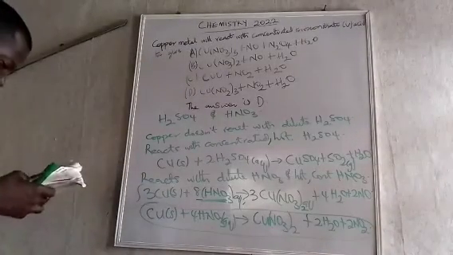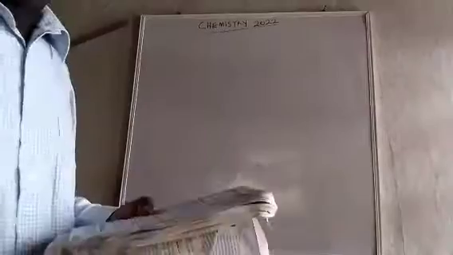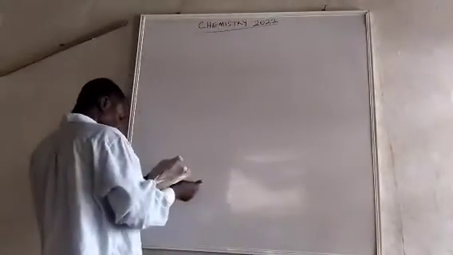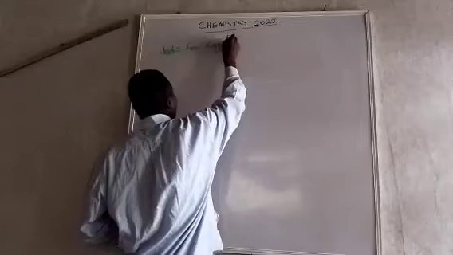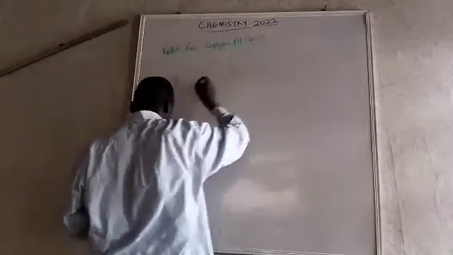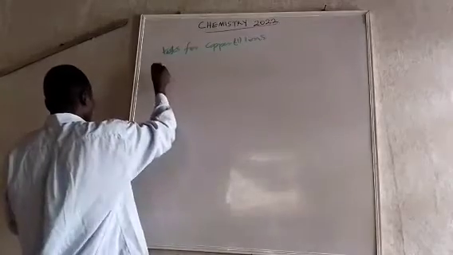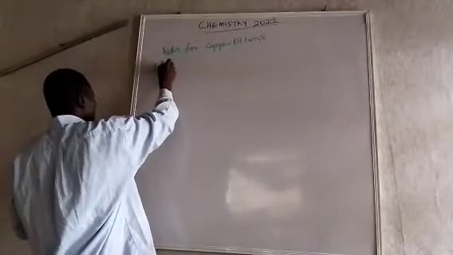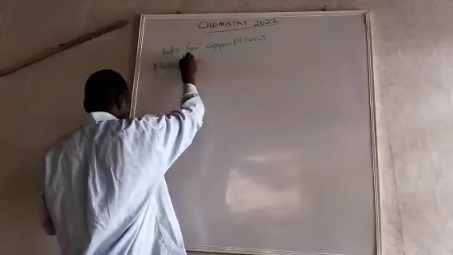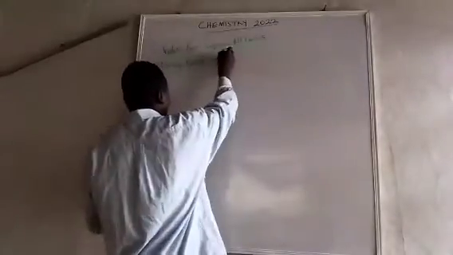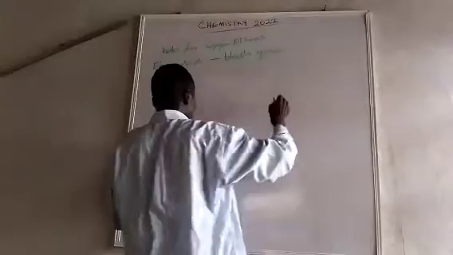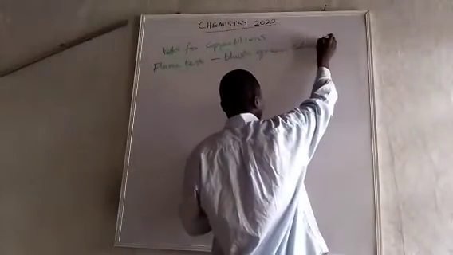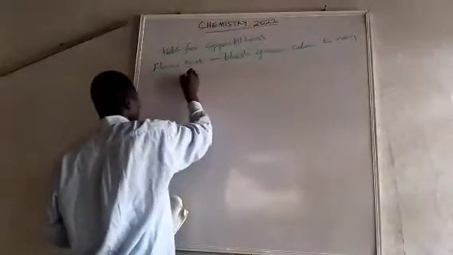Let's see if there is another thing we need to know about copper. Now, how do they test for copper(II) ions? We have the flame test. It will give a bluish green color to a non-luminous flame.